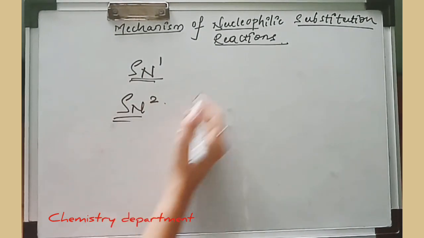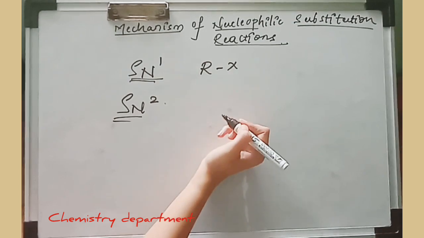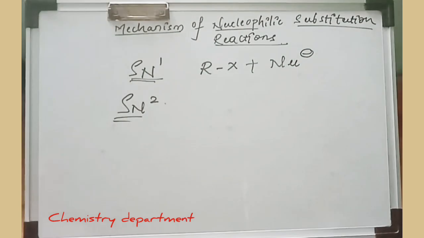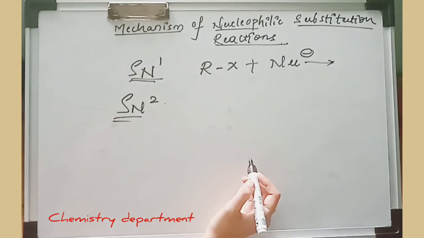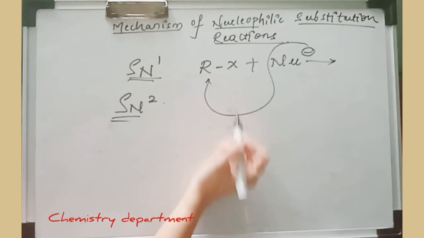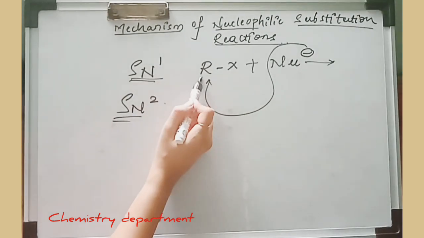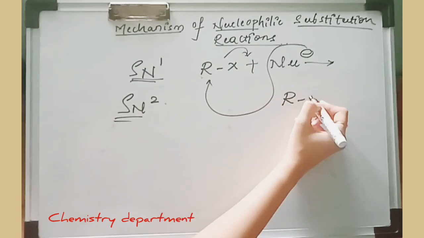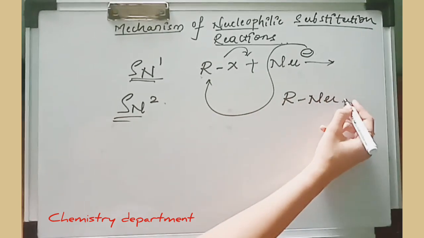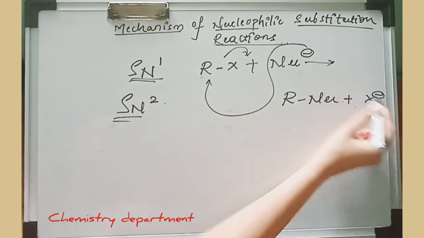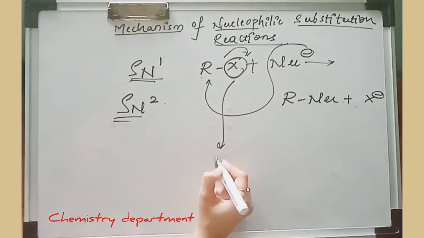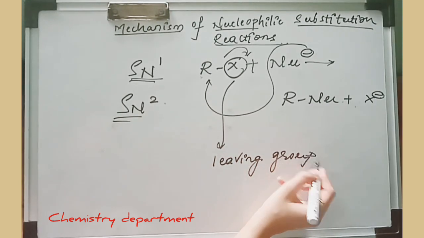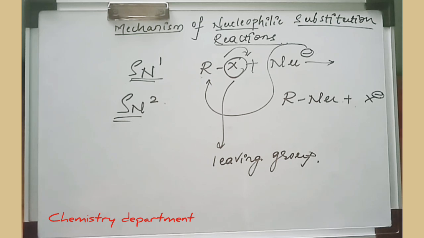In general, you have learnt that with any alkyl halide, when you substitute a nucleophile, the nucleophile attacks the R, that is the electrophilic carbon here, and this X leaves from the reaction. So what you get is R-Nu, that is the nucleophile attached to this, plus X minus. Here this X is called the leaving group. This is how the reaction takes place.